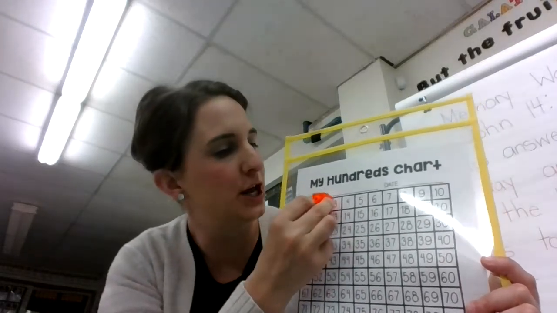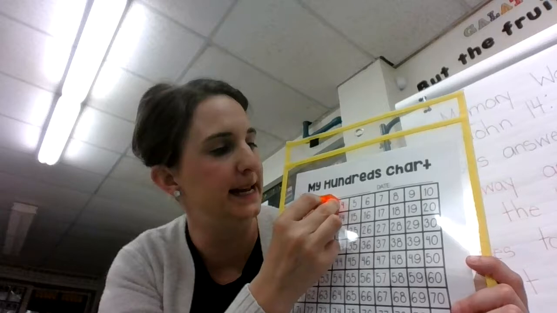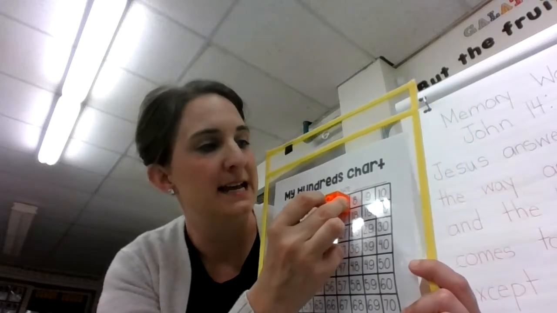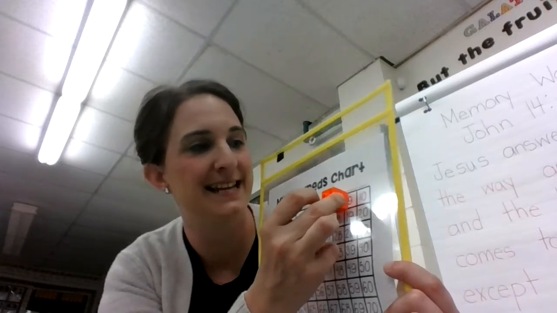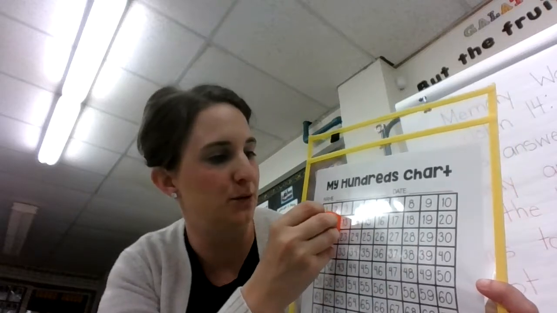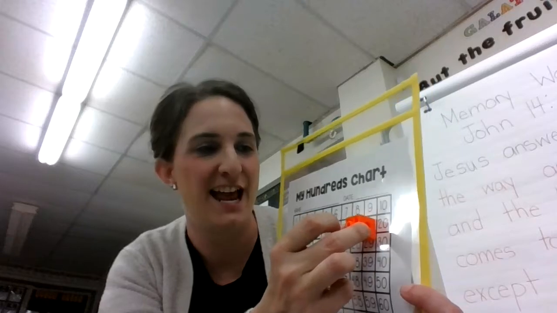So we got 1, 2, 3, 4, 5, 6, 7, 8, 9, 10, 11, 12, 13, 14, 15, 16, 17, 18, 19, 20, 21, 22, 23, 24, and stop.